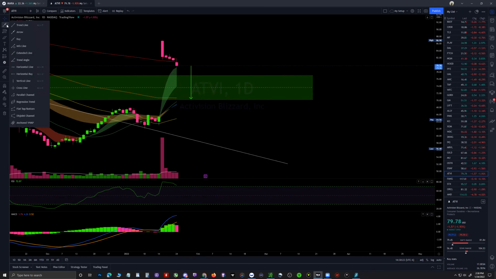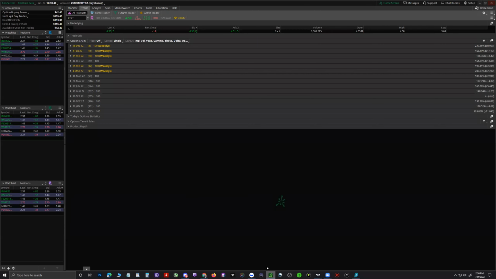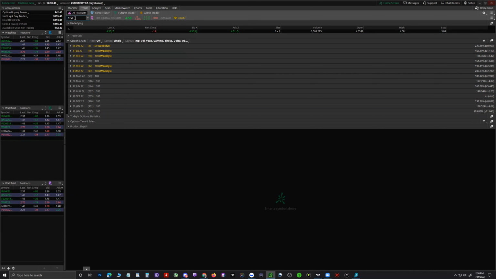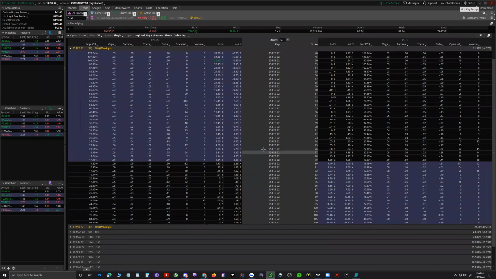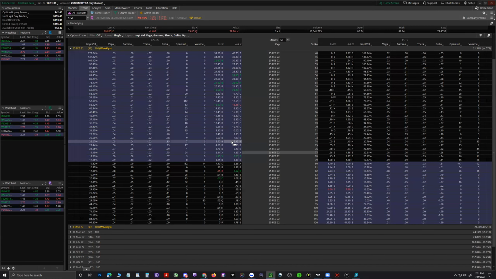But if we look at a trajectory here, let's kind of draw a trajectory of what it's been doing. So by the time this gap is filled, it's probably going to be February 28th. Let's take a look. ATVI. February, let's go with February 25th. Puts, and then we're going to want probably somewhere in between here. Maybe even at the start of it. Say $77 strike price.